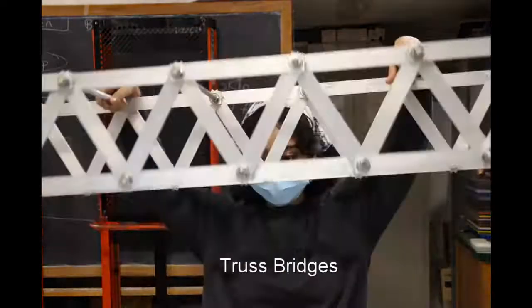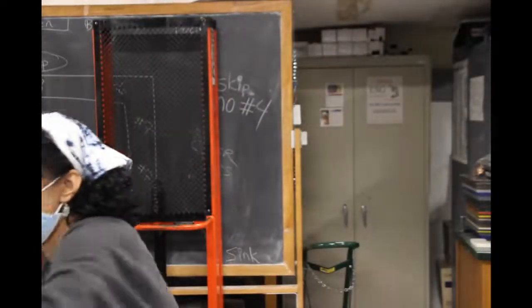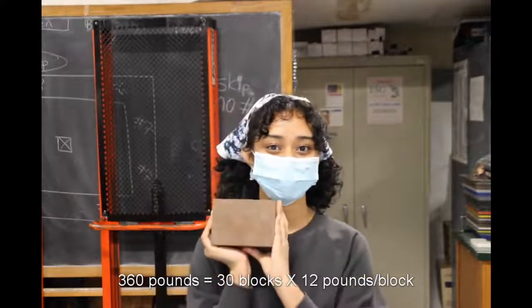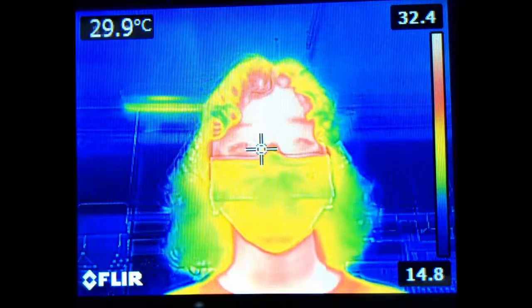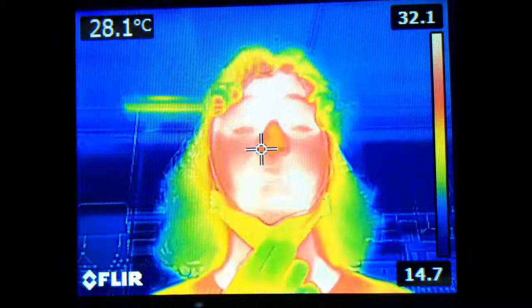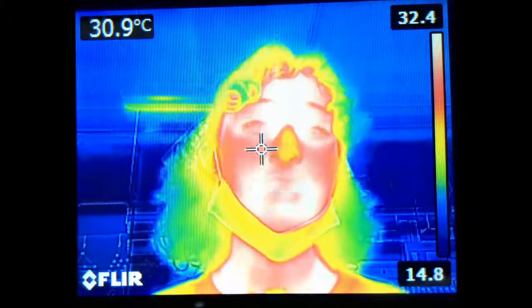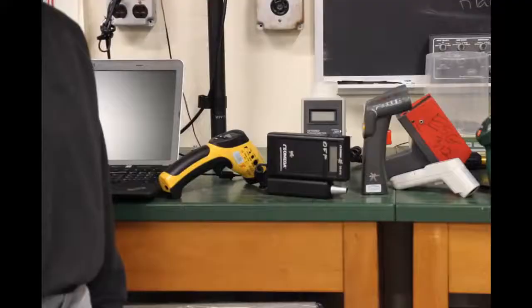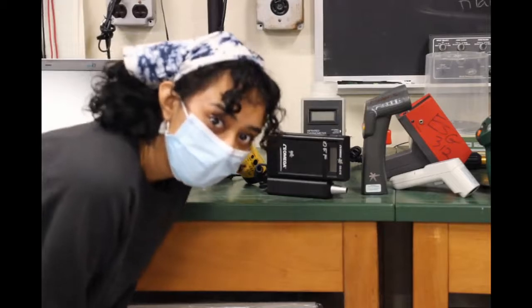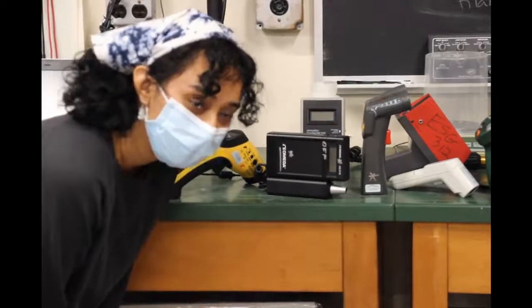And we constructed truss bridges, like this one, and tested 360 pounds of heavy steel blocks. For the thermal experiment, we measured temperature of solid objects in many ways. We used dozens of infrared thermometers and cameras, like these.